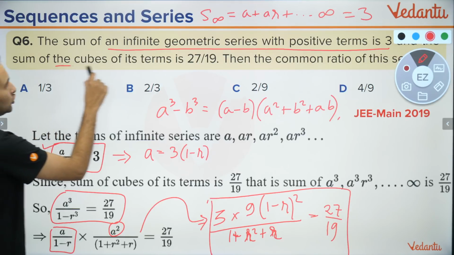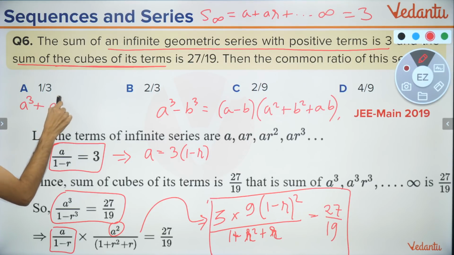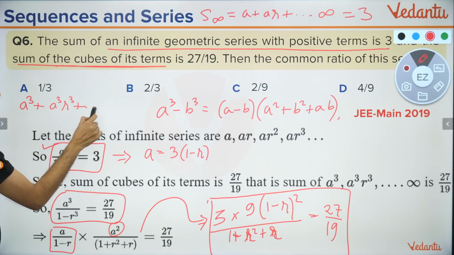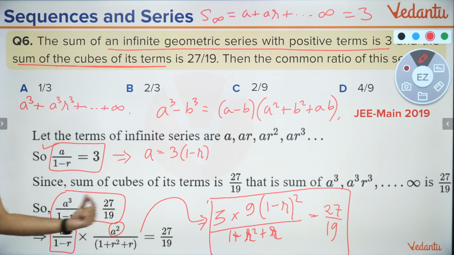Then sum of the cubes. Sum of the cubes क्या हो गया? a cube, first term का cube, second term का cube, and so on till infinity. So what is the formula? Formula is first term upon 1 minus common ratio, which is r cube. It is 27 by 19.